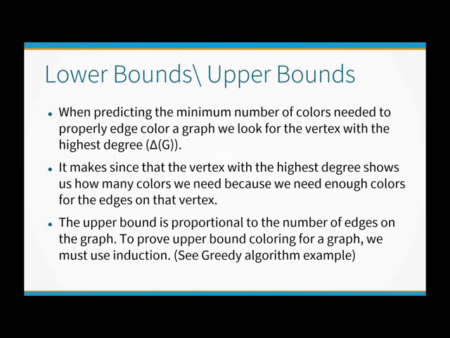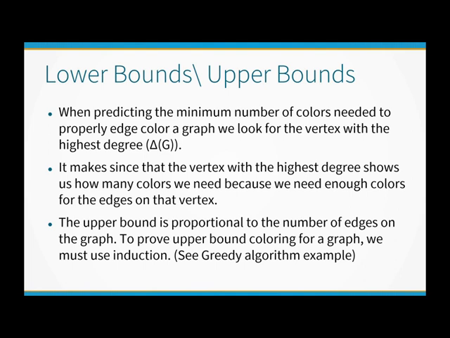Now I'd like to talk about lower bounds and upper bounds. The lower bound is going to refer to the minimum number of colors that we're actually going to need, similar to the chromatic index. So again, as I've stated earlier, we are going to look towards the vertex with the highest degree, and we're going to use that number to help us decide the minimum number of colors we're going to need.